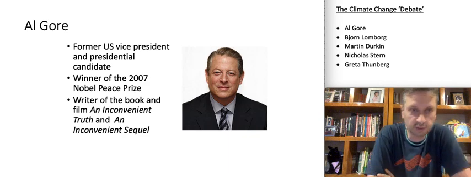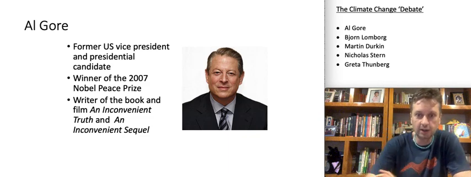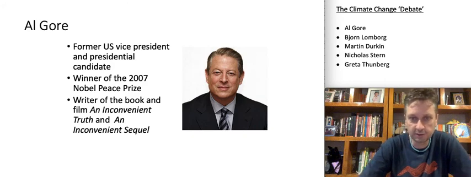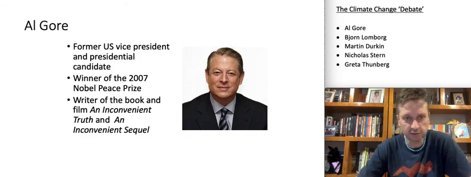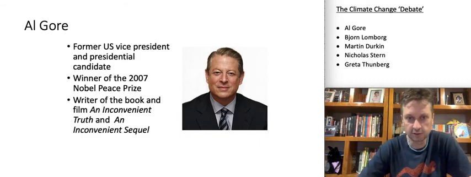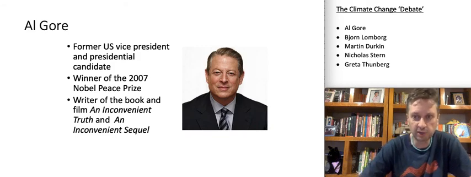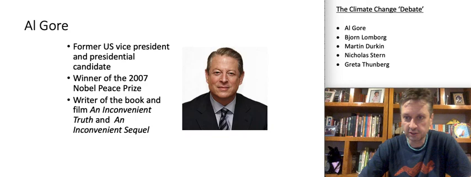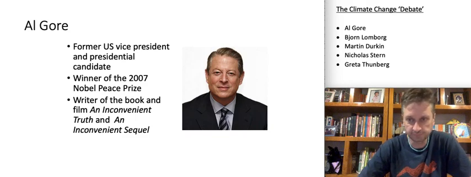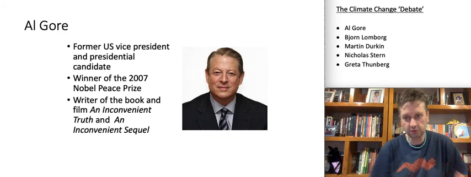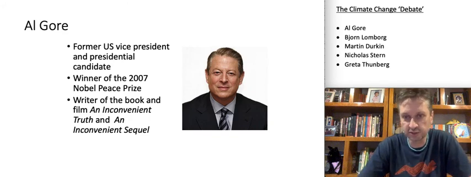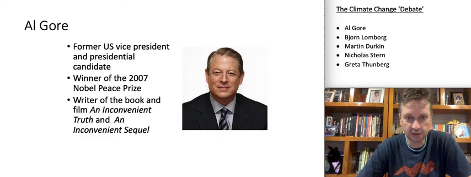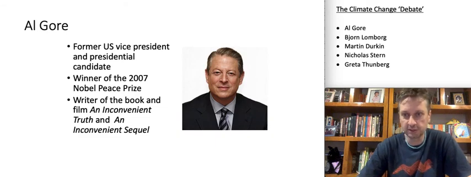All right, so number 1, this is Al Gore, former Vice President of Bill Clinton and Democratic presidential candidate in the year 2000. He lost very narrowly to George Bush Jr. that year. He won the 2007 Nobel Peace Prize, along with the United Nations Intergovernmental Panel on Climate Change, for his work trying to push education of what climate change is. And you probably know him best for his two movies, An Inconvenient Truth and An Inconvenient Sequel.